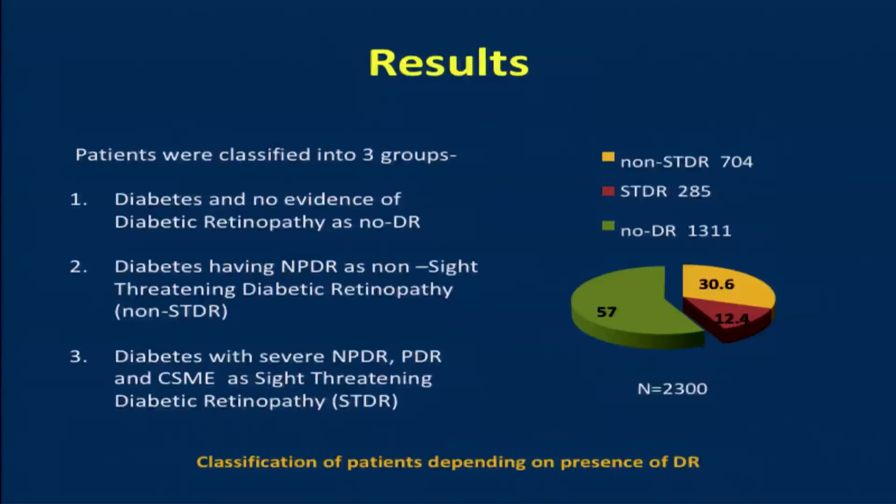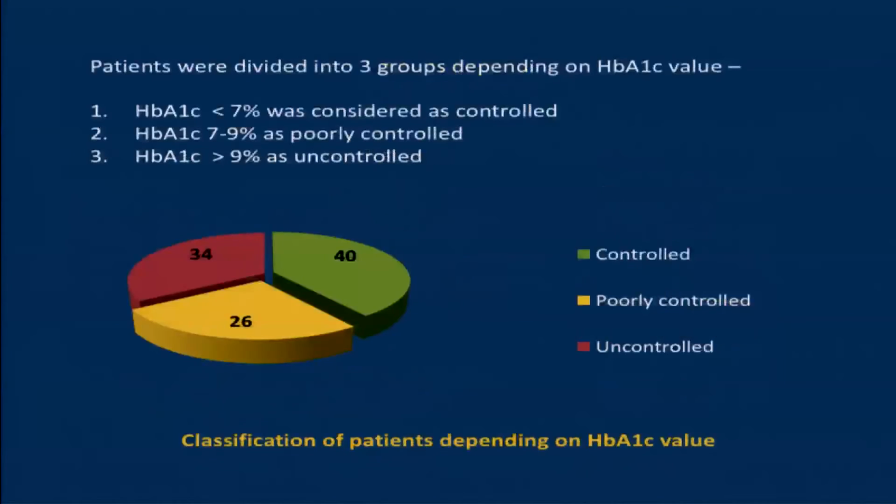And in the third group, these are patients having severe non-proliferative diabetic retinopathy with proliferative diabetic retinopathy and clinically significant macular edema. These are grouped as sight-threatening diabetic retinopathy. Out of 2,300 patients with retinopathy, 57% had shown no evidence of retinopathy, while 43% showed the evidence of retinopathy either in sight-threatening or non-sight-threatening.